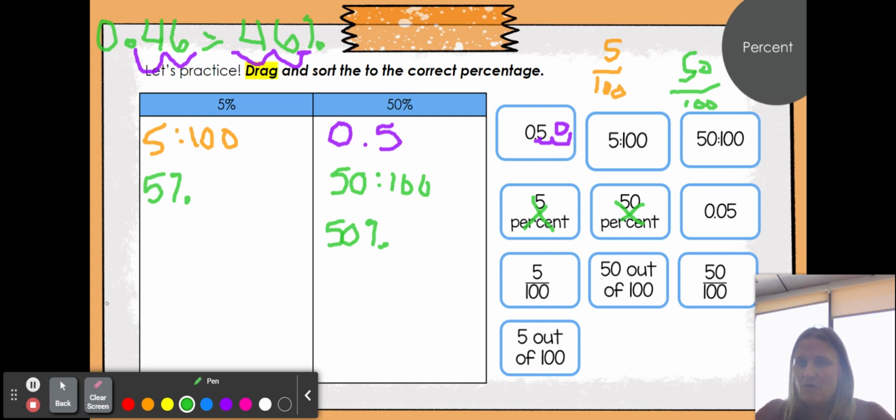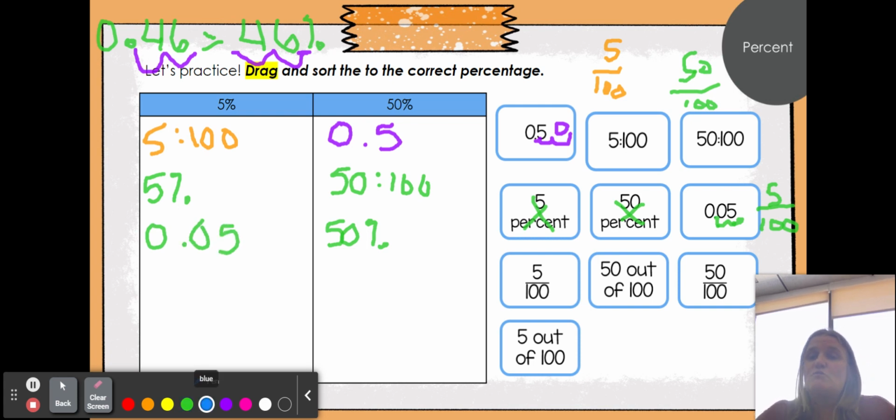0.05. Now, I know that that's equivalent to 5 hundredths, right? Because it comes 2 dots after the decimal. So I can rewrite this as a fraction, 5 out of 100. Or I can just move my decimal point. So I could move it twice. Remember, only twice. 1, 2. So this is equivalent to 5%.